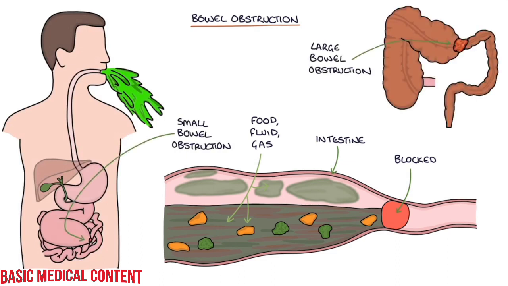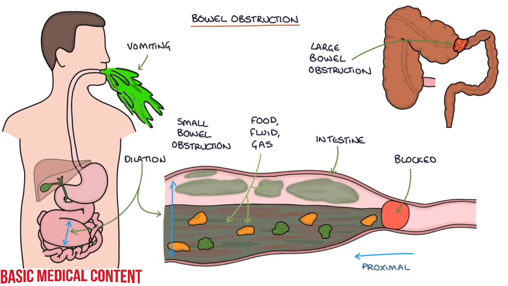Obstruction results in a buildup of gas and fecal matter proximal to the obstruction, before the obstruction. This causes back pressure resulting in vomiting and dilation of the intestines proximal to the obstruction. Bowel obstruction is a surgical emergency.